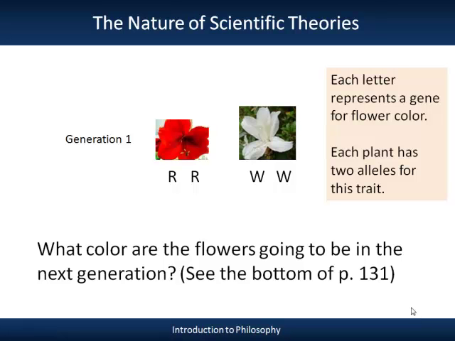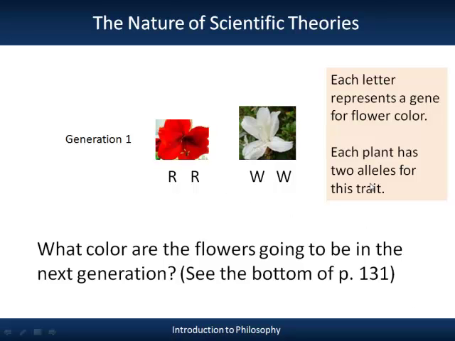Okay, in this video I want to talk about some of the material in section 4.3. This is the section on Mendel's theory of the gene. In particular, I want to talk about the example that Appiah discusses on the bottom of page 131 and the top of page 132.